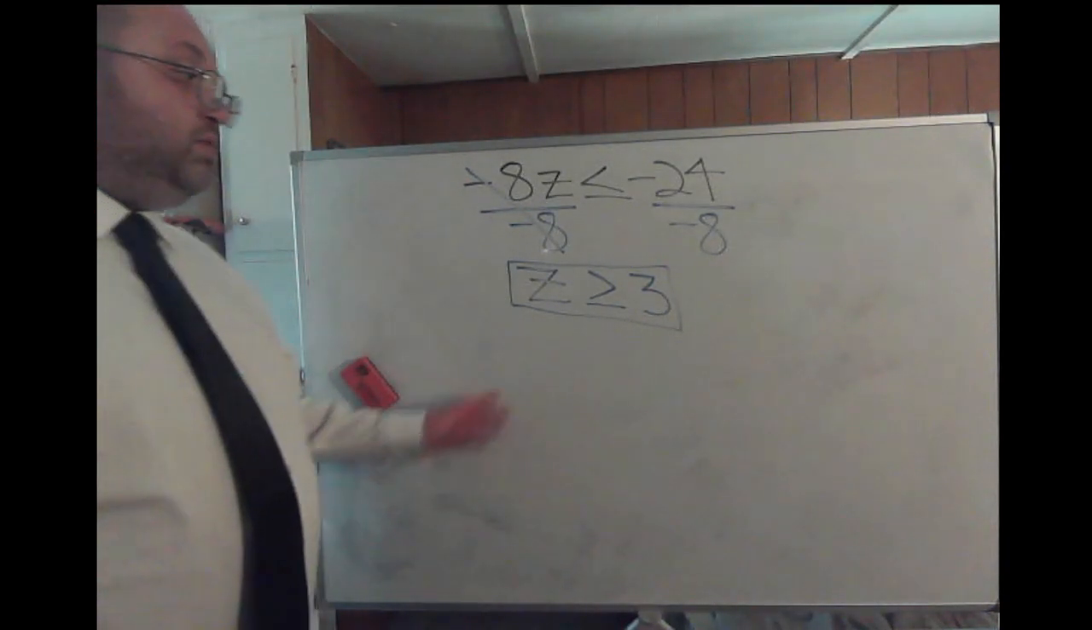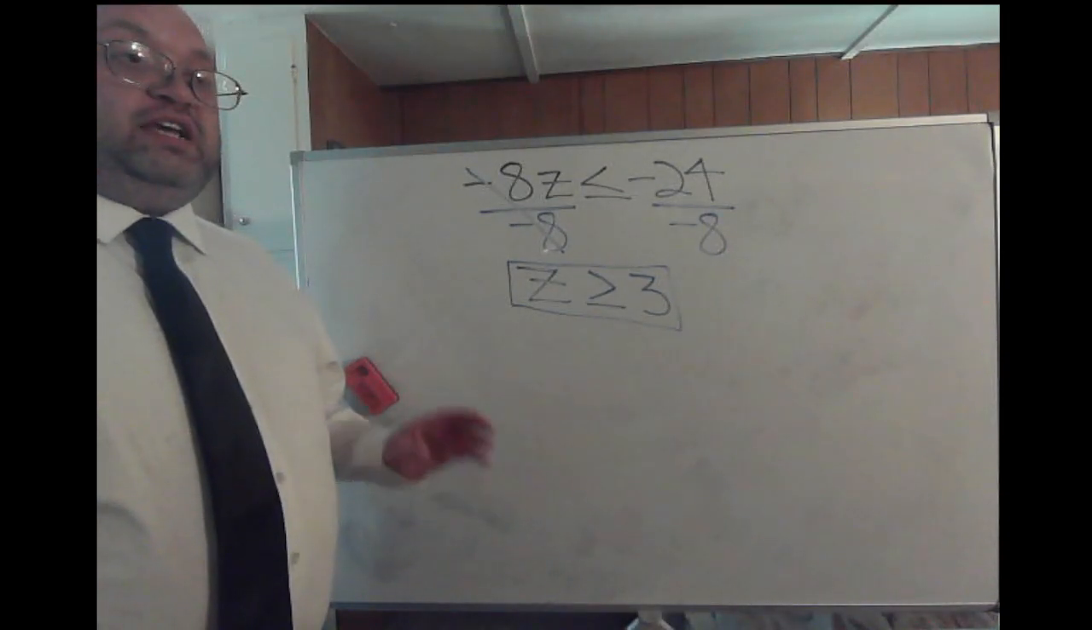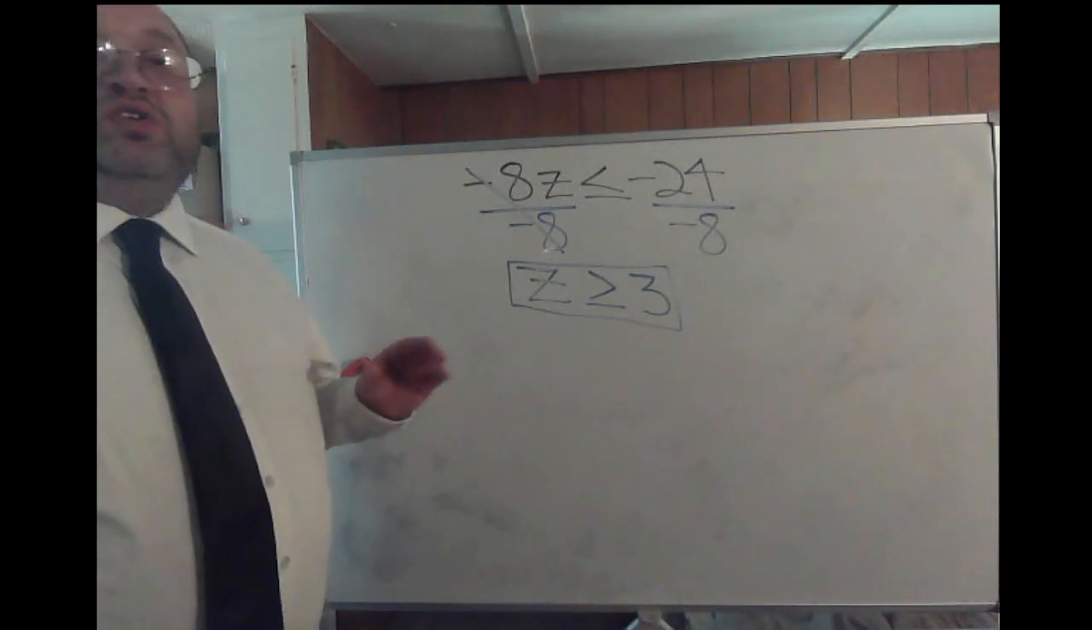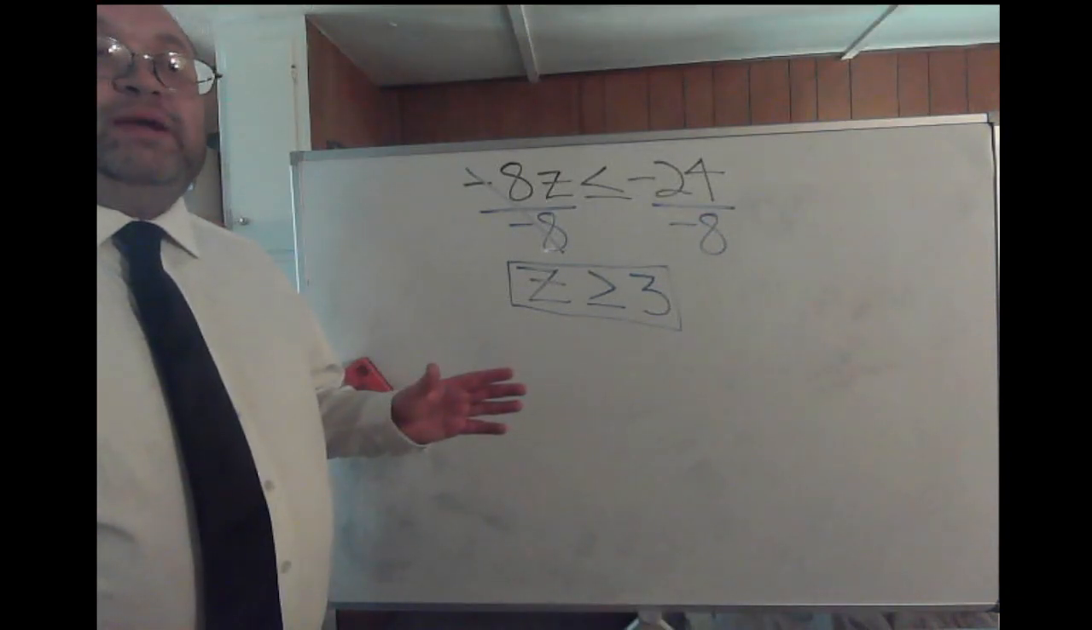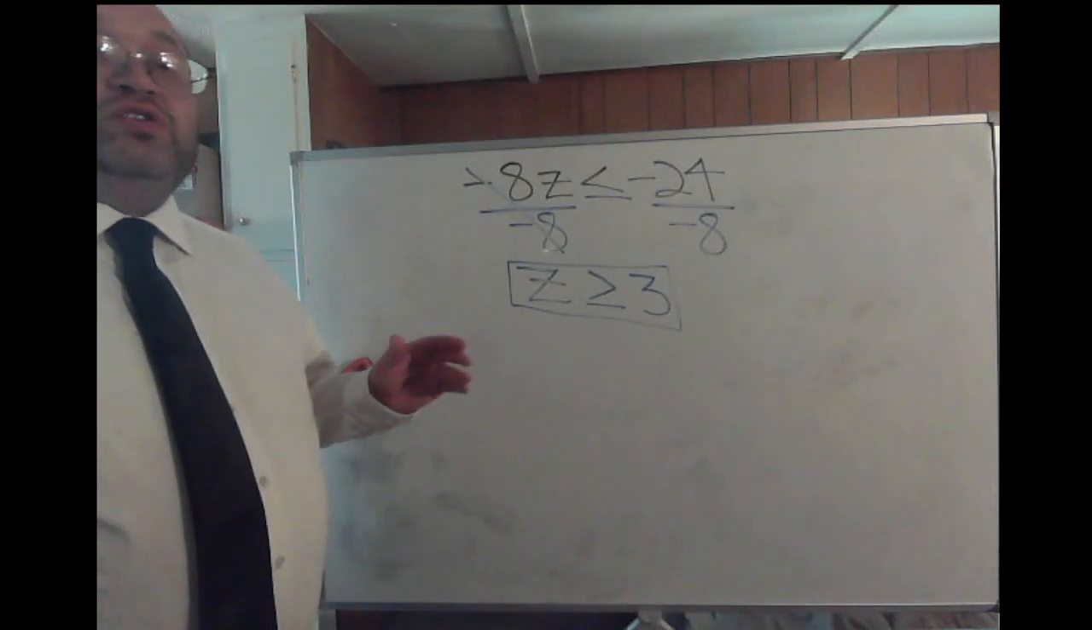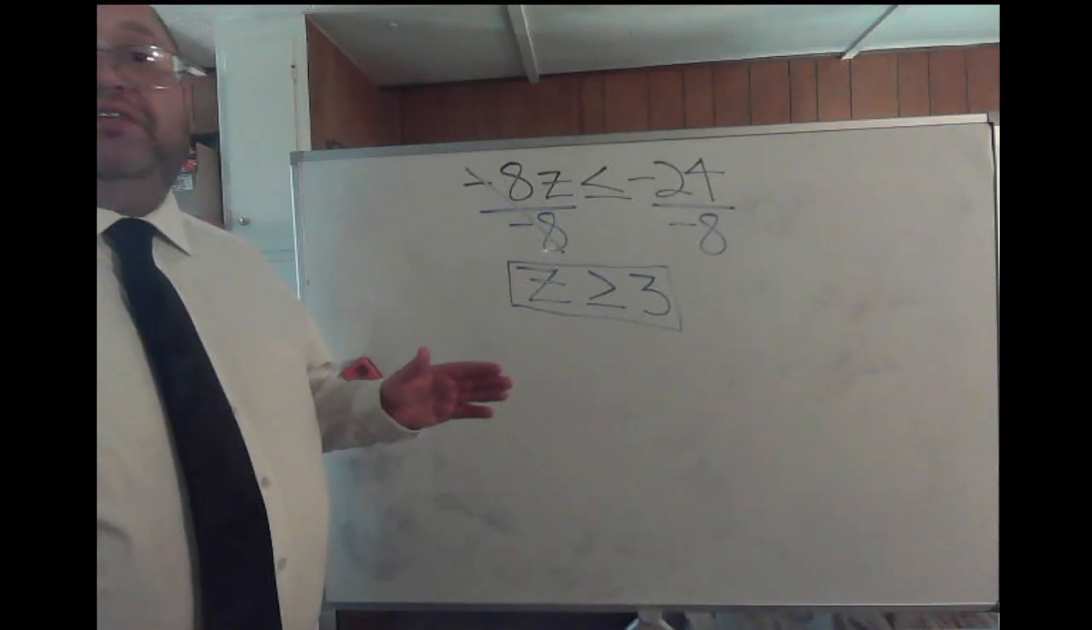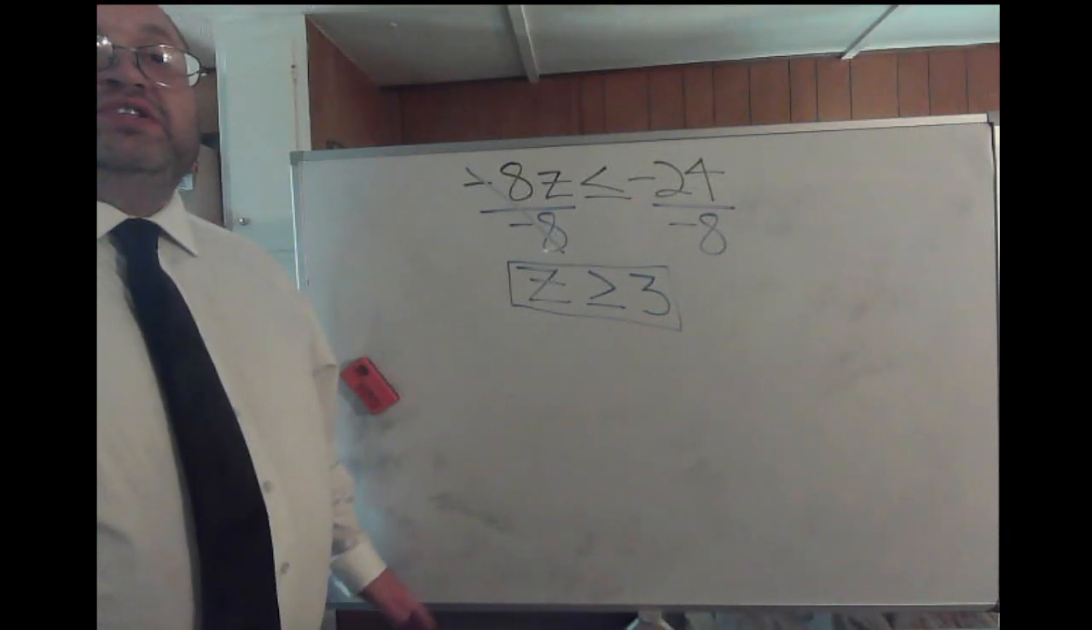So overall with inequalities, if you're dividing or multiplying both sides of the inequality by a positive number, you leave the sign alone. If you're dividing or multiplying both sides by a negative number, you flip the sign. That's really all there is to it.